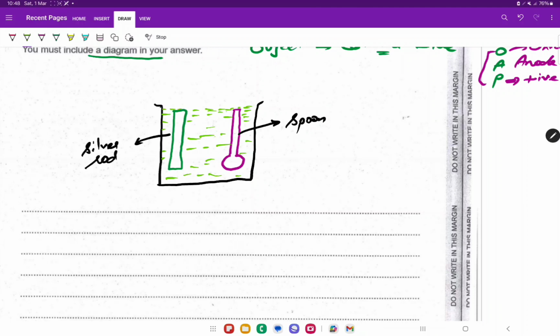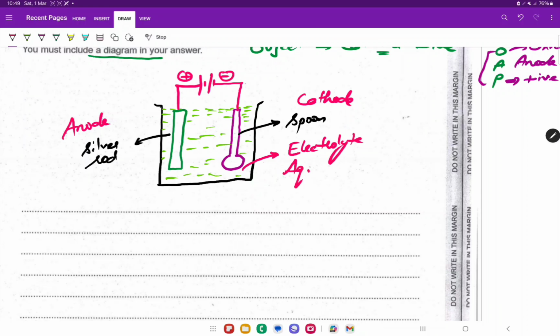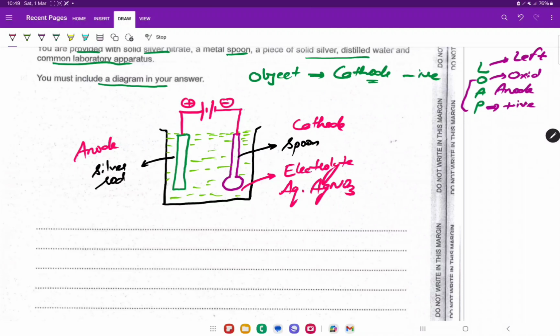Now connect these two electrodes to the terminals of the battery, taking one as positive and the other as negative. This silver rod is my anode, connected to the positive terminal of the battery, and the spoon to be electroplated will act as the cathode, connected to the negative terminal. And this is my electrolyte, aqueous silver nitrate, AgNO3, solution. This will be your diagram for the first part of the question.